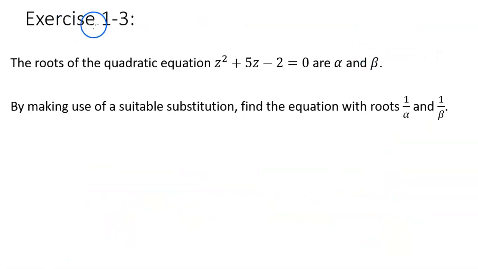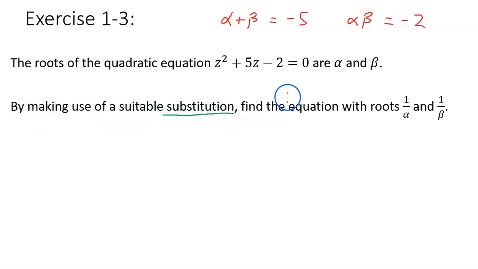Okay, exercise 1.3. The roots of the quadratic equation z squared plus 5z minus 2 equals 0 are alpha and beta. And so immediately we get that alpha plus beta is equal to negative 5, and alpha times beta is equal to negative 2. So obviously we could find alpha and beta if we wanted to, and then just find 1 over alpha and 1 over beta and go from there. But it says by making use of a suitable substitution.